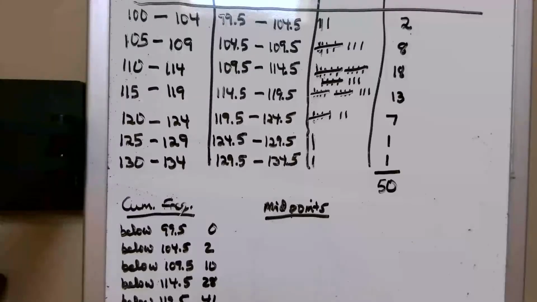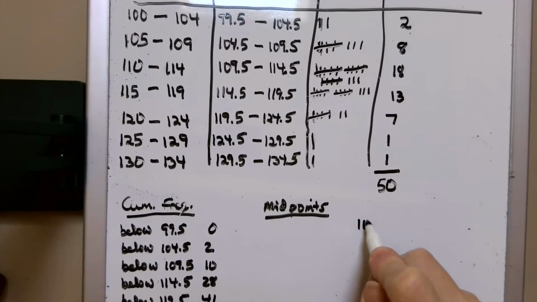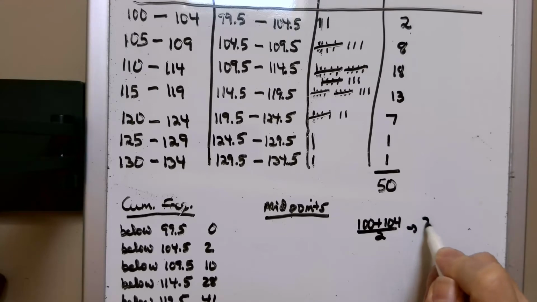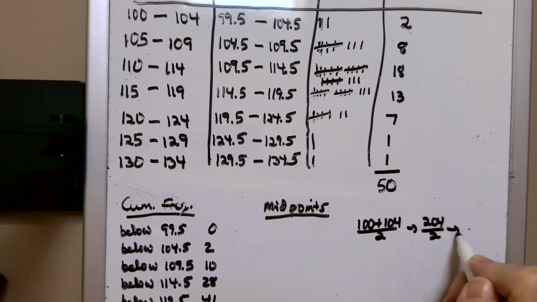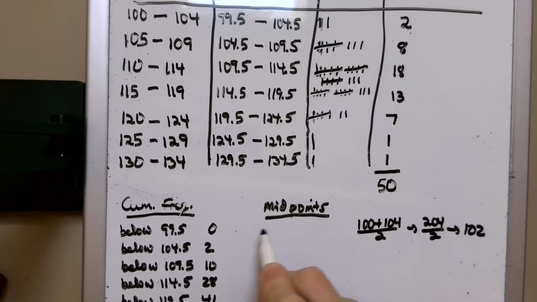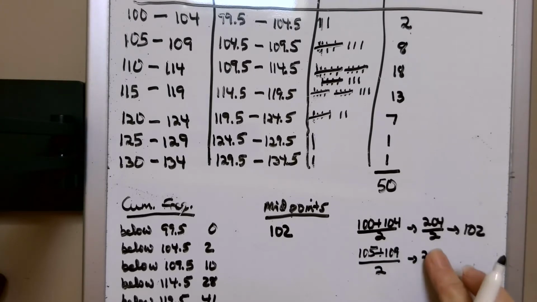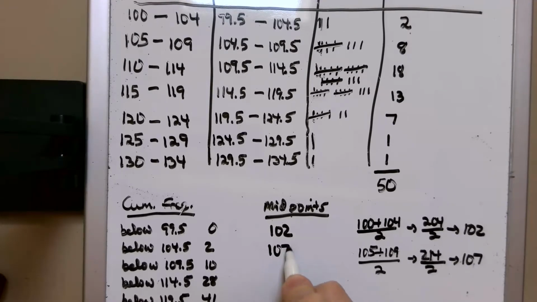So if I want the first midpoint, I'll put the calculation over here. I'm going to do 100 plus 104, add first, which gives you 204, divided by 2, which gives us 102 as our first midpoint for our first class. For the second class, I can keep doing that. I'm going to add the class limits, 105 plus 109, which gives me 214. And we're going to divide by 2, which gives me 107 for the next midpoint for the next class.